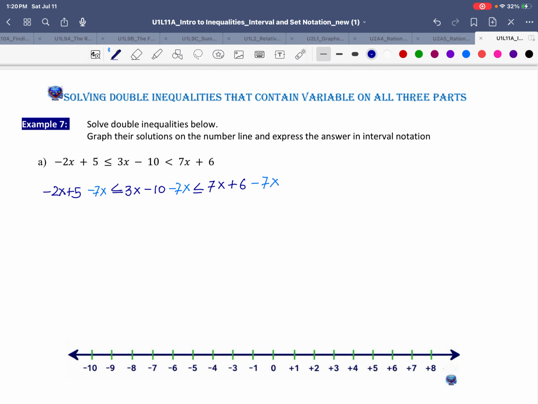Now, I'll focus on the middle. So 3x minus 7x is negative 4x. I have no problem with this. Minus 10, that's perfectly fine. I really like what this has turned into. So we have 7x minus 7x, 0x, so we have just the number 6. And this is just what we wanted.